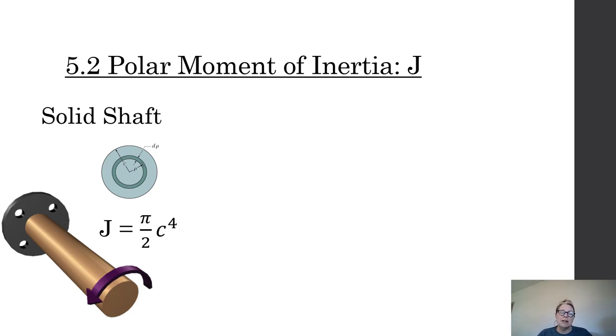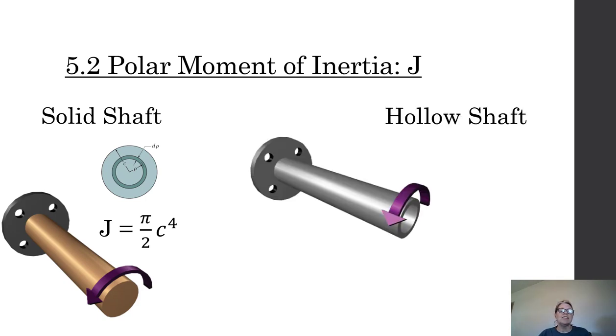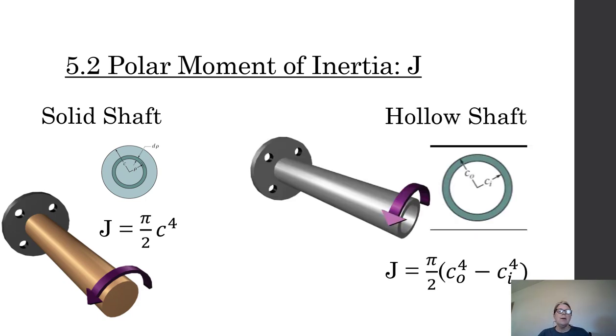If it is solid, it is pi over 2 c to the fourth. And what is c? C is my radius. So pi over 2 radius to the fourth. If it's hollow, it is pi over 2 times c outer to the fourth minus c inner to the fourth. Do not do c outer minus c inner and then go to the fourth.